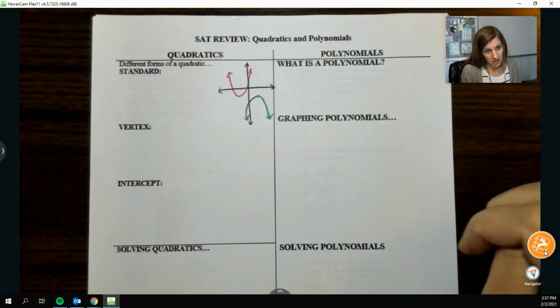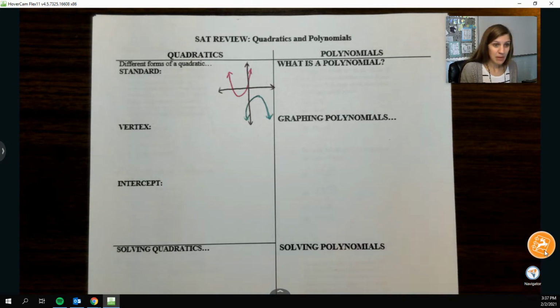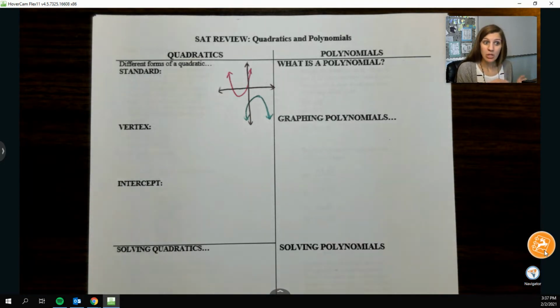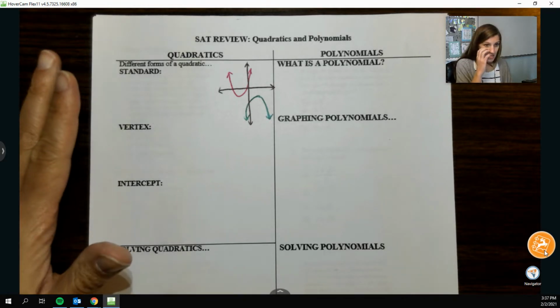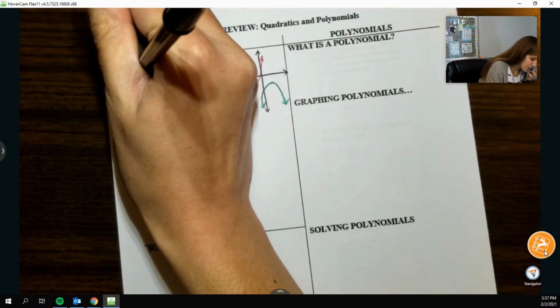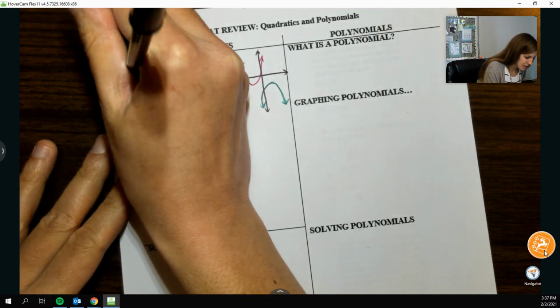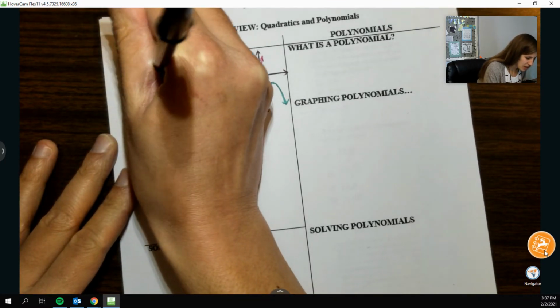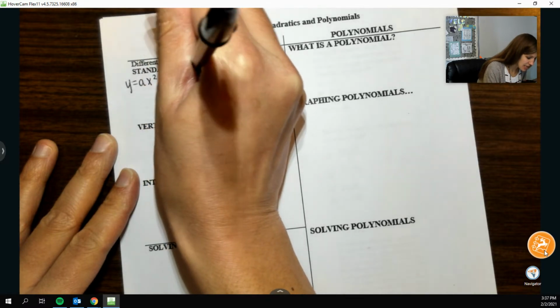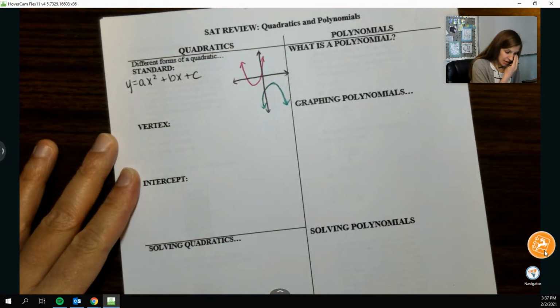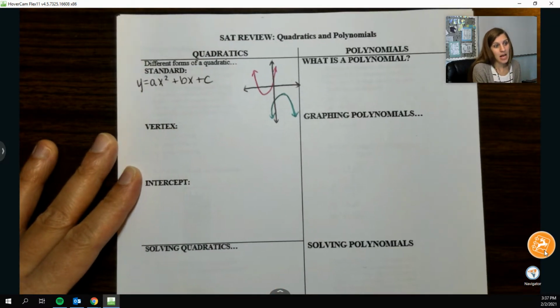So when you're considering a quadratic, it can be written in different forms, much like a linear equation. With linear, we had slope intercept, point slope, and standard. Quadratic has three forms as well. Standard form of a quadratic is something like y equals ax squared plus bx plus c.